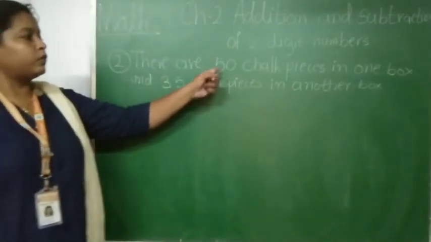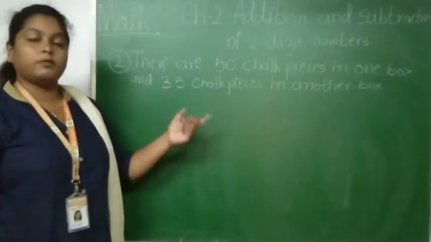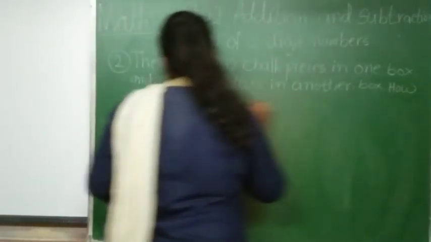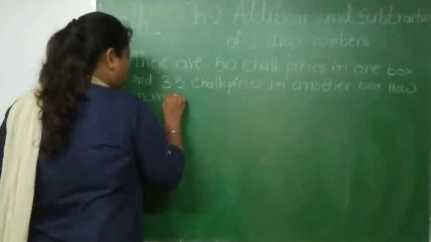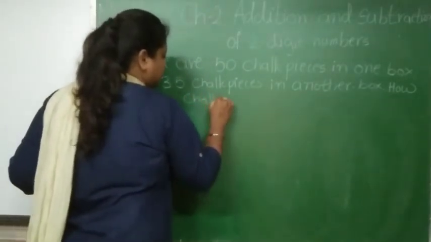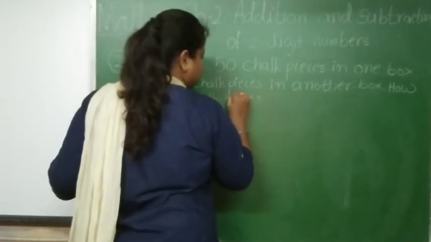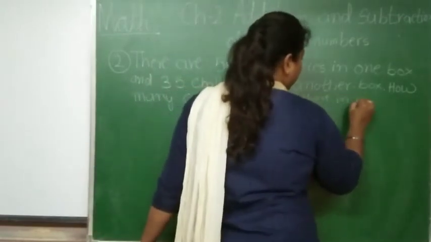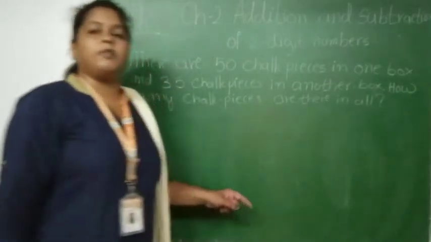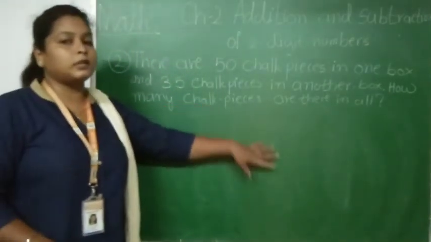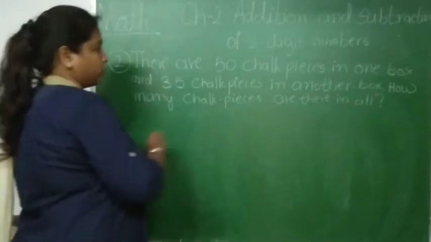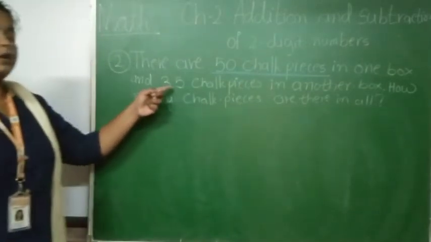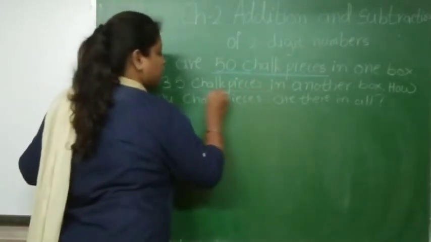Right? So in one box 50 chalk pieces are there and in another box 35 chalk pieces are there. So what we have to find? How many chalk pieces are there in all? Right? So what we have to find? Total how many chalks are there. Okay. So as I said, first you have to highlight these numbers. 50 chalk pieces are there in one box, and in another box 35 chalk pieces are there.